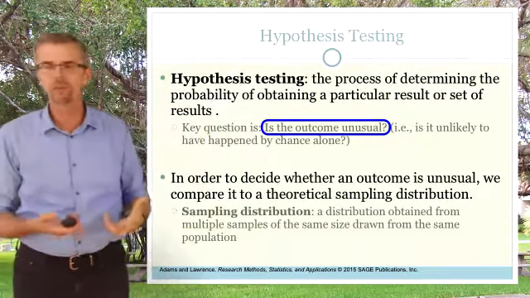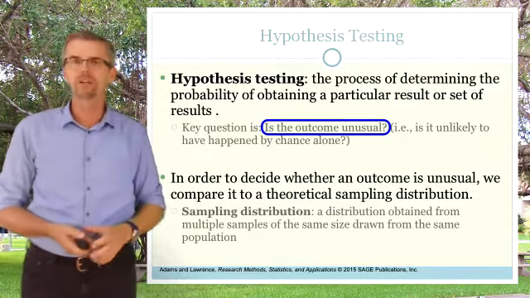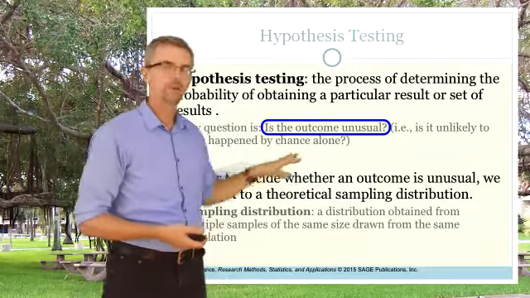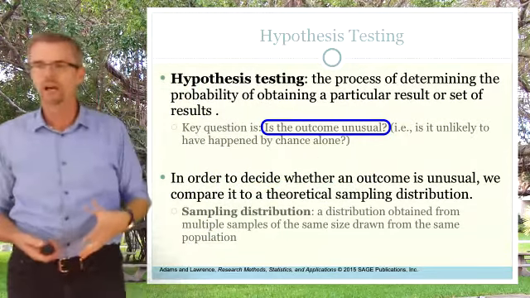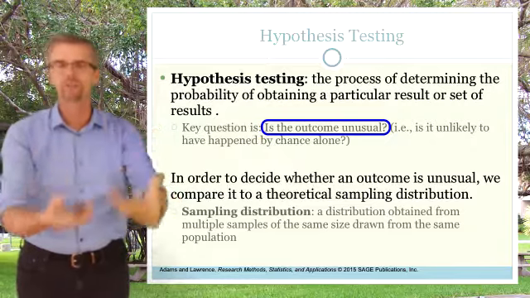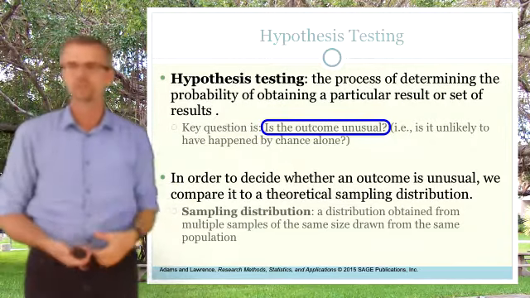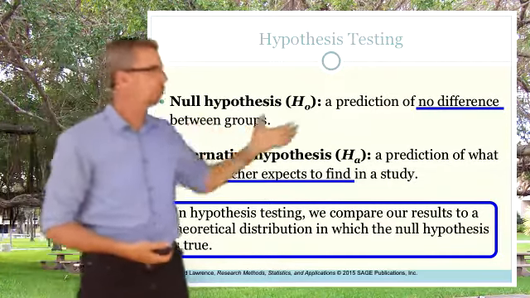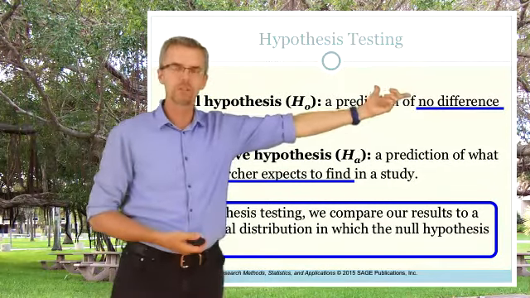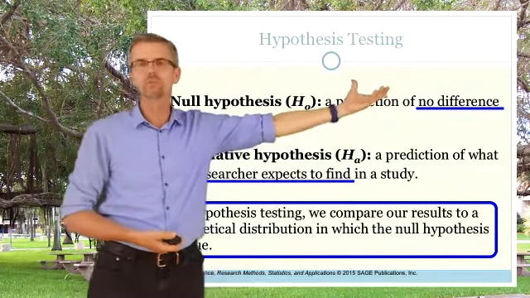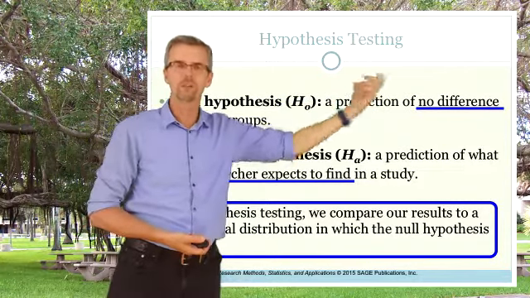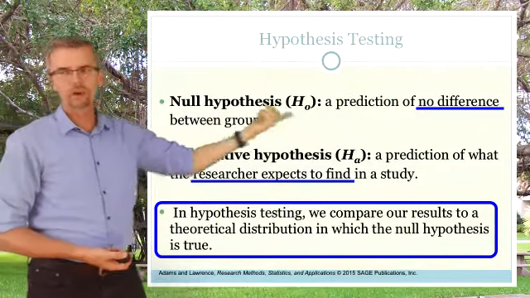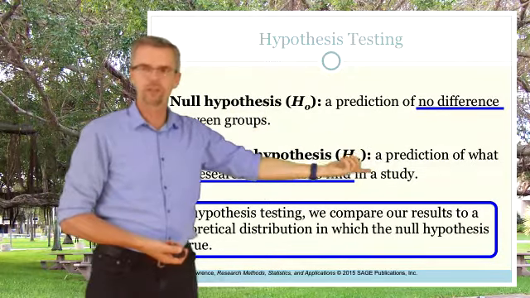In order to decide whether an outcome is unusual, we compare it to a theoretical sampling distribution. And it's important, theoretical. That's the idea of setting up a null hypothesis versus an alternative hypothesis. The null hypothesis is the prediction that there will be no difference between the groups. And this is what assignment number 3 is going to get to, and we're going to actually have you write your own null hypothesis and alternative hypothesis for assignment number 3. The alternative hypothesis is a prediction of what the researcher expects to find in a study.